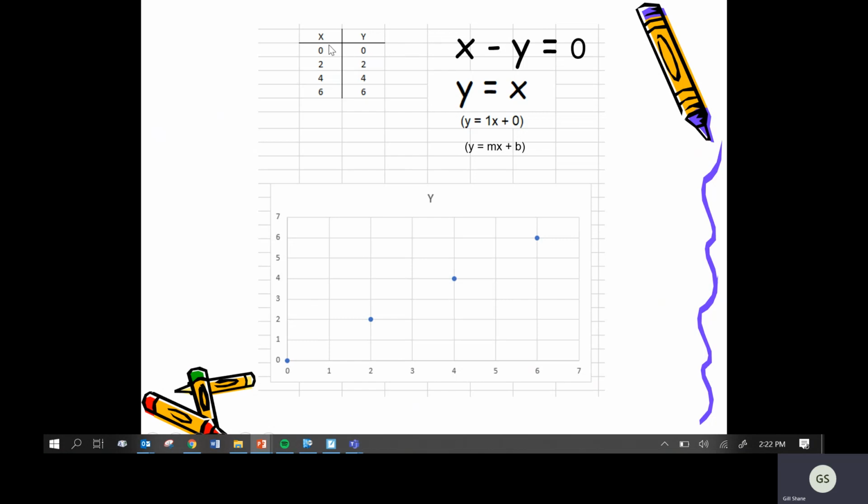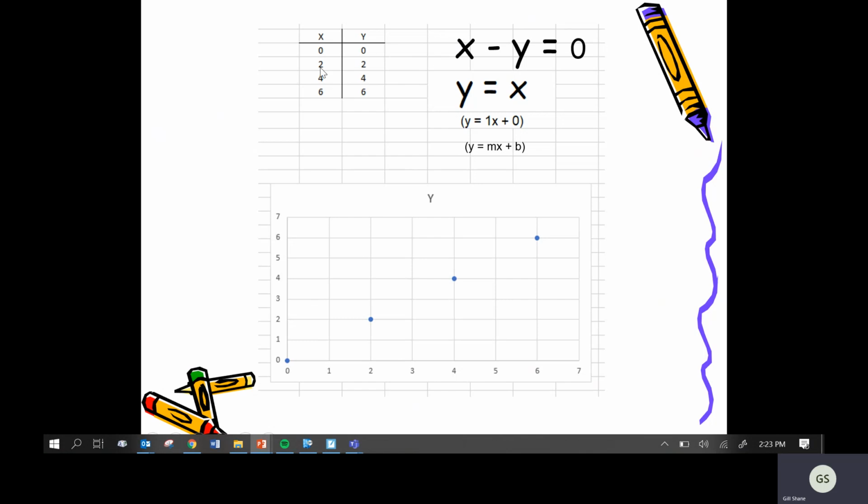So I just came up with some values that follow that rule. If x is 0, then y would have to be 0 to follow that rule, because 0 subtract 0 would equal 0. If x is 2, then y would have to be 2. And again, 2 subtract 2 would be 0. So all of these numbers are just x and y coordinates. I can pick whatever values I want as long as they follow this rule. Normally you would pick x first and then figure out what y needs to be, but that's not really important in this particular video.